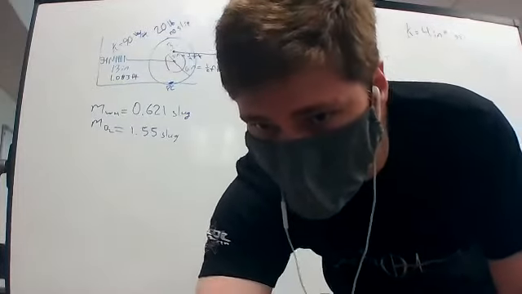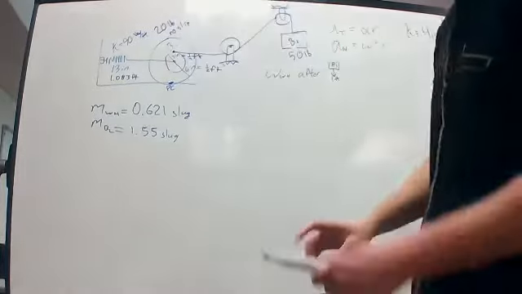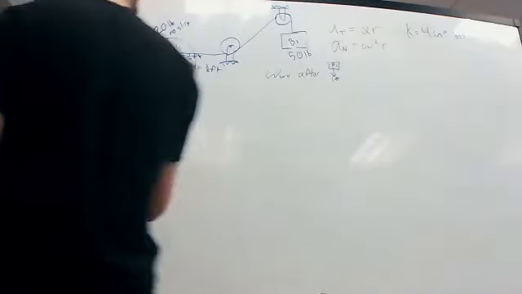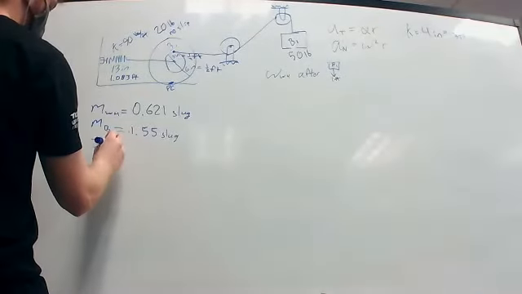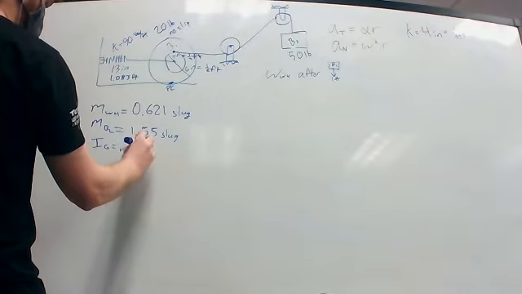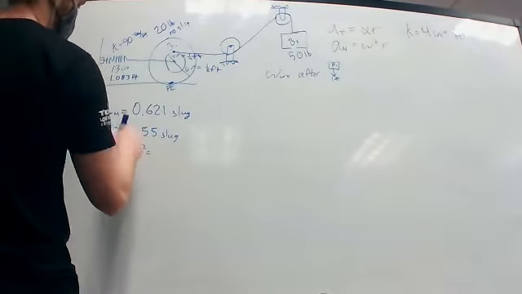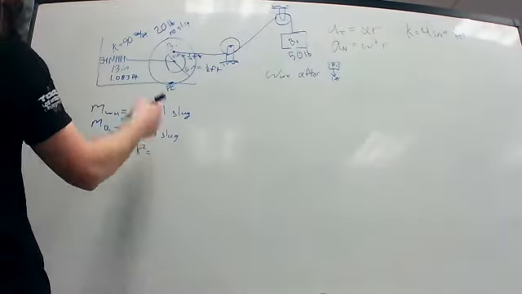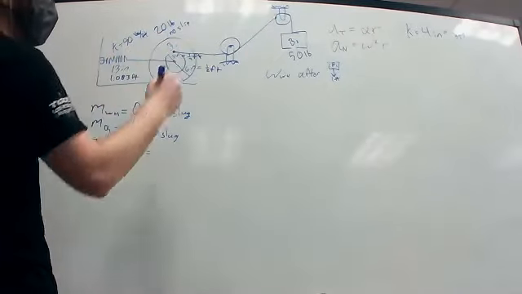So next we can solve for our IG value, where we say IG is equal to MK squared. M is the mass of the wheel. K is given to us as 1/3 of a foot.